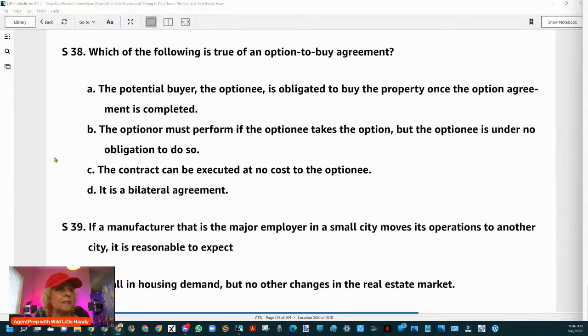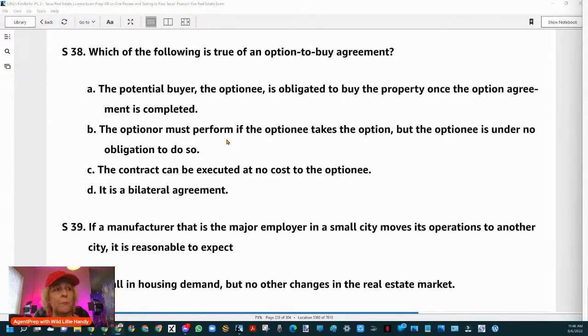So what is the option to buy agreement? Which of the following is true of an option to buy agreement? All right, so we have D, D, B. No, okay. When there's an option to buy, it becomes a unilateral agreement for a certain period of time, and the buyer has to make a decision whether to perform or not. And so B is the correct answer here.